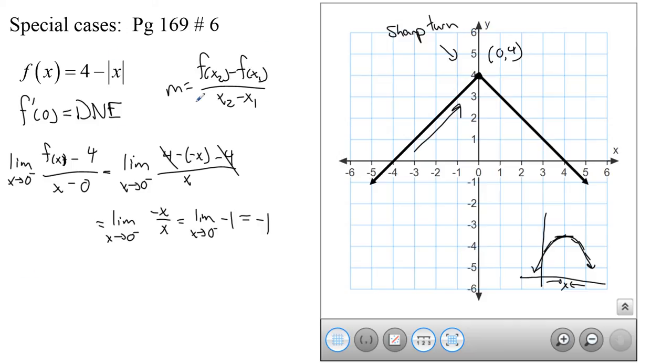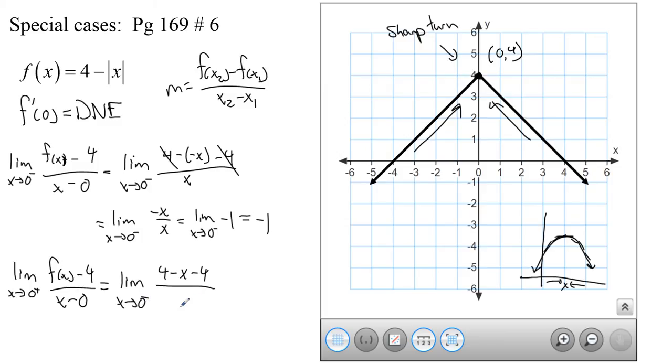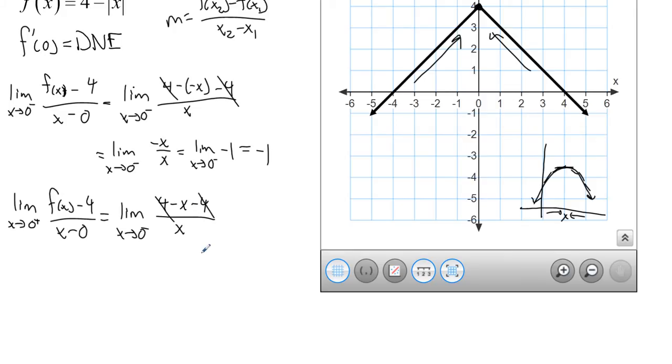So if I use, again, this slope equation and say the limit as x goes to 0 now from the right-hand side as I'm coming in from here, that's still going to be f of x minus 4 over x minus 0. But because I'm using this line right here, it's going to be 4 minus x, the positive value of that absolute value symbol, minus 4. And I did it again. I just get so excited. All over, it's again going to be 0. And so these cancel.